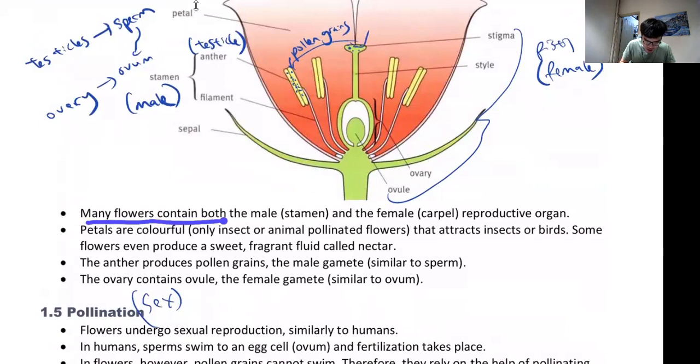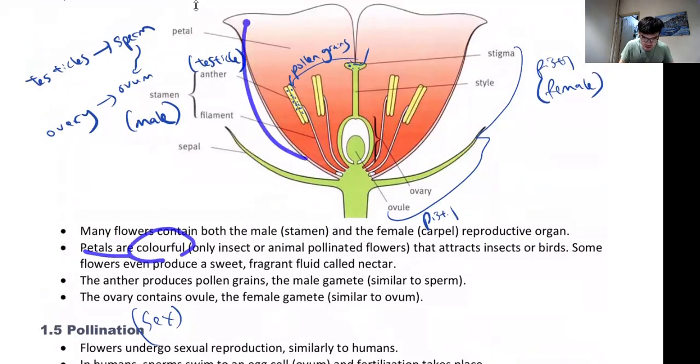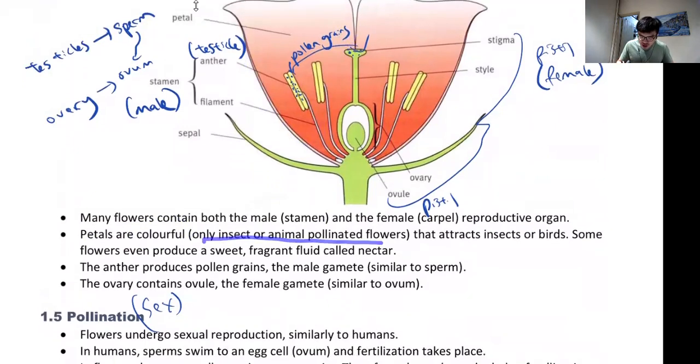Many flowers contain both the male stamen and the female carpel. Some call it carpel, I call it pistil. It's up to you, both names are acceptable. Reproductive organ. Petals are colorful. Can you see all these are colorful? Only insect or animal pollinated flowers, I'll talk about that later, attract insects or birds. Some birds, like hummingbirds, will help them do pollination also. Some flowers even produce a sweet, fragrant fluid called nectar. What is nectar? I'll talk about it later. Nectar will turn into honey. This is how they get honey.